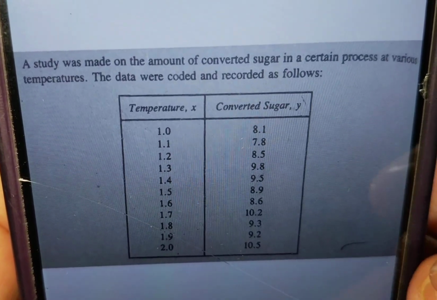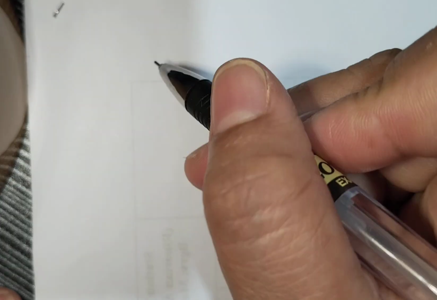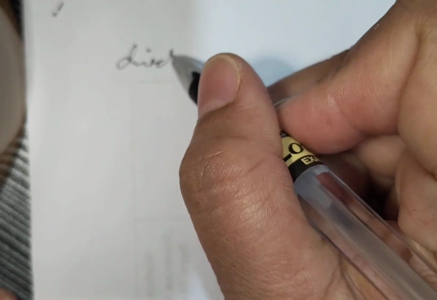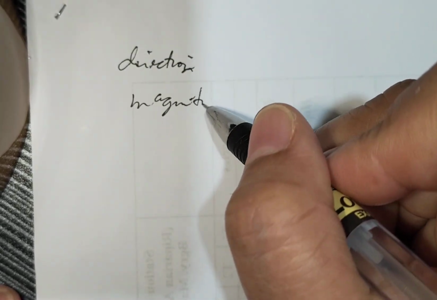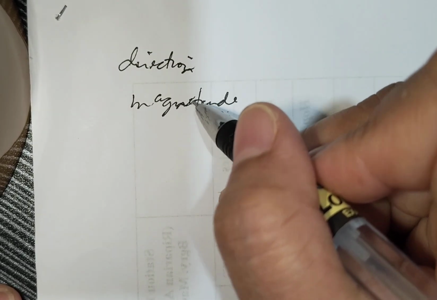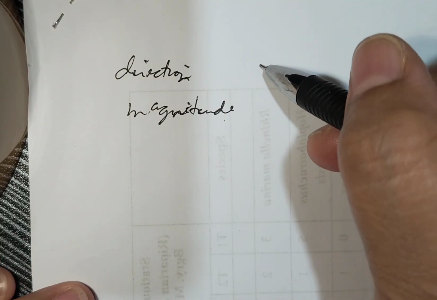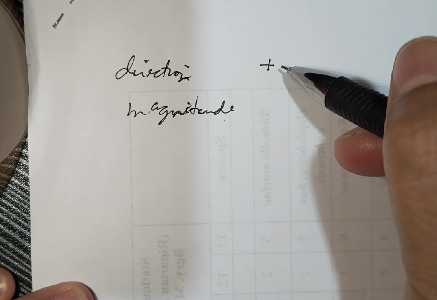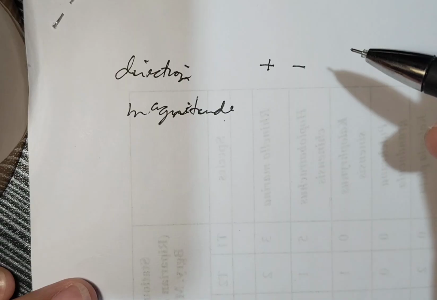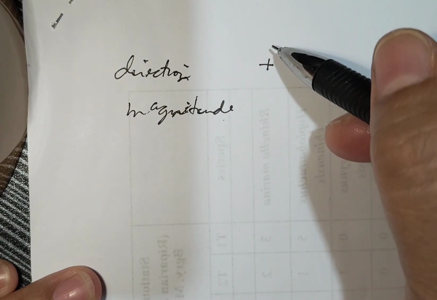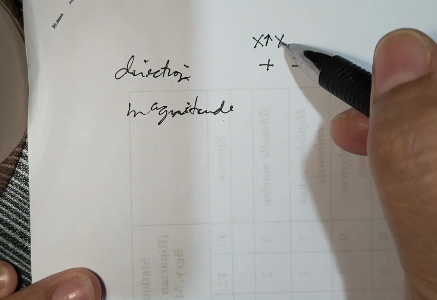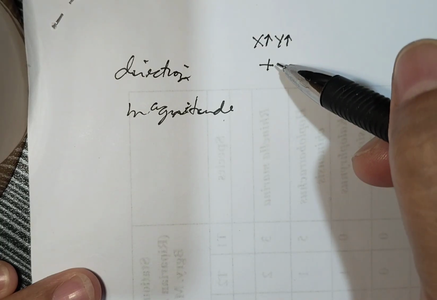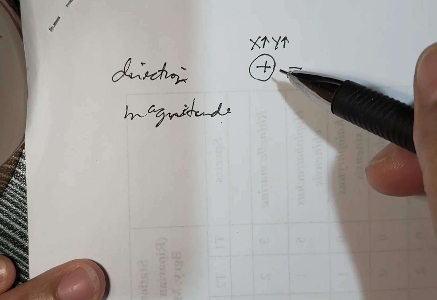Pero in your test for relationship, ano lang yan? We will just want to know the direction of the relationship and the magnitude. Okay, when we say direction, kung positive ang value niya, we have a positive relationship. If negative yung value niya, we have a negative relationship. A positive relationship means if one variable increases, your other variable also increases. Or the positive relationship means they have the same direction.